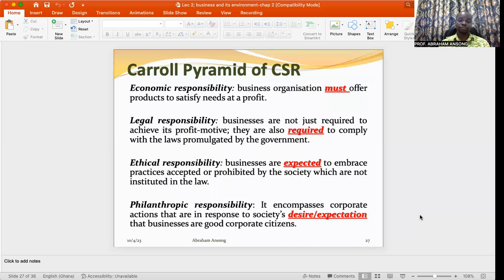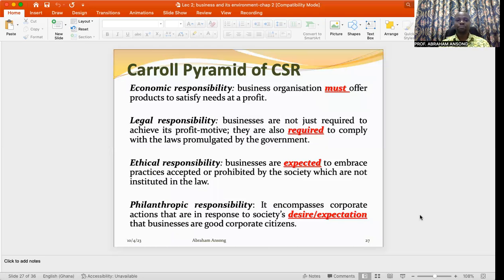Okay, so the first stage, yes, create a product that will meet the needs of society, that will help you to make some money. But in the quest of doing that, don't do that by breaching the law. So you have to pay attention to your legal responsibility. Once legal responsibility is met, you move to what is known as the ethical responsibility.